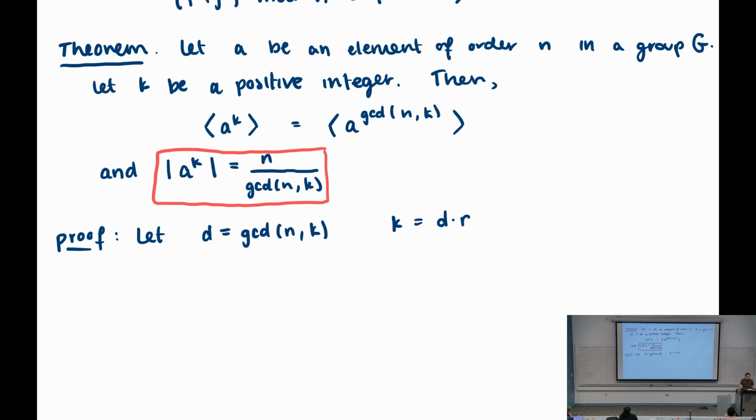Okay, so let's start with the first part, and we'll do this by proving both of the containments. So let's start off with the group generated by a to the k is a subset of the group generated by a to the D. Okay, can we see why this is true?